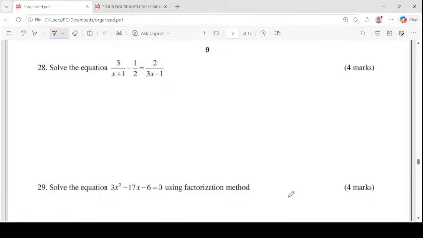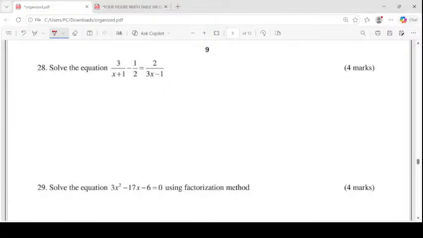This paper is very interesting. Question number 28. Solve the equation 3 over x plus 1 minus a half is equal to 2 over 3x minus 1.